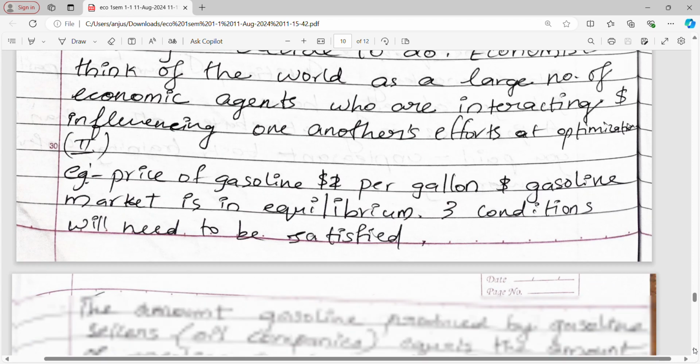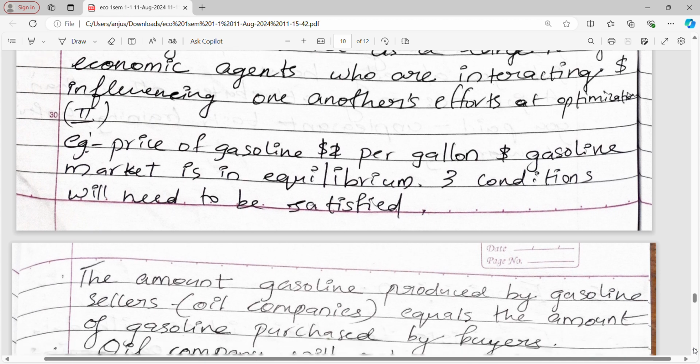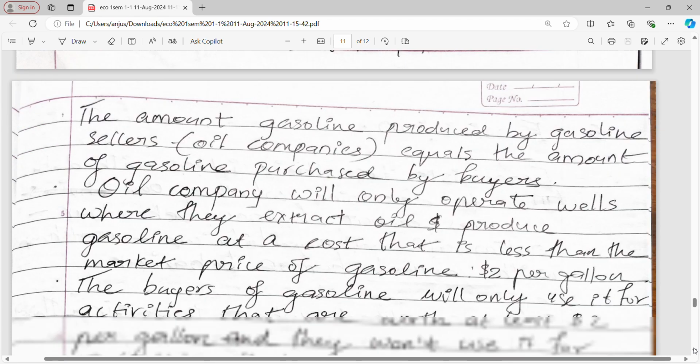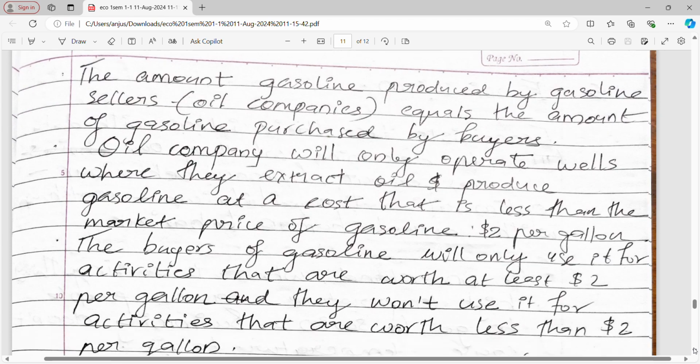You may write the definition here. I have marked Roman letter 2. So, for example, the price of gasoline is $2 per gallon. The gasoline market is in equilibrium. So there are three conditions that the market already satisfies, as the market is in equilibrium. The amount of gasoline produced by gasoline sellers, that is oil companies, equals the amount of gasoline purchased by buyers.